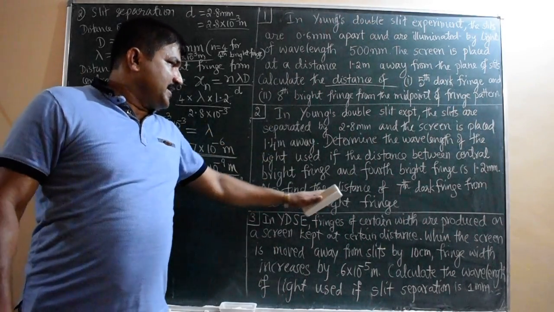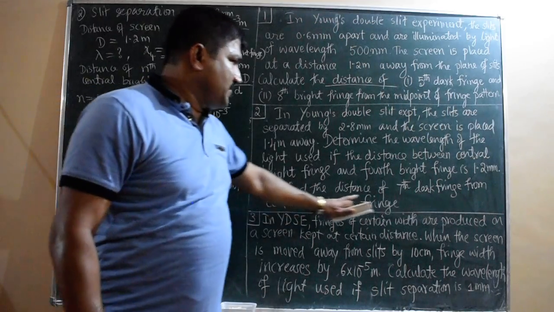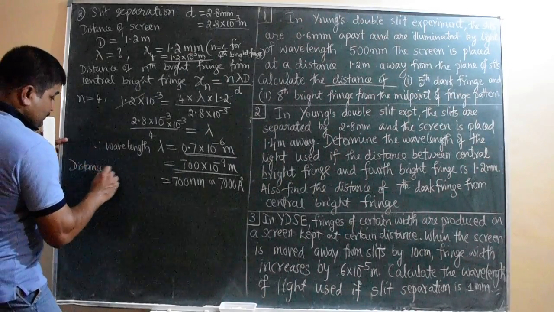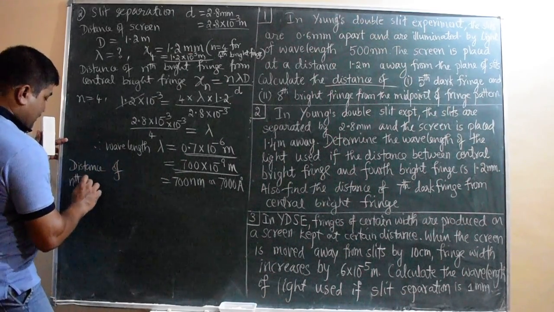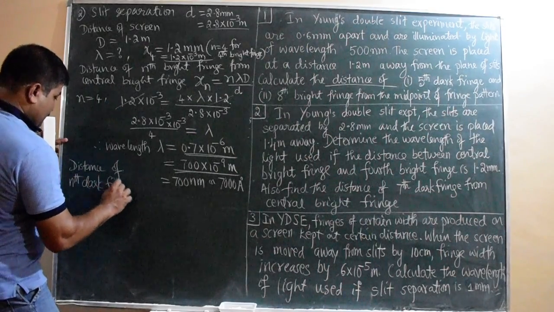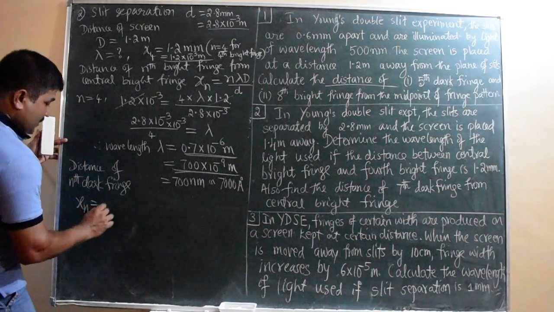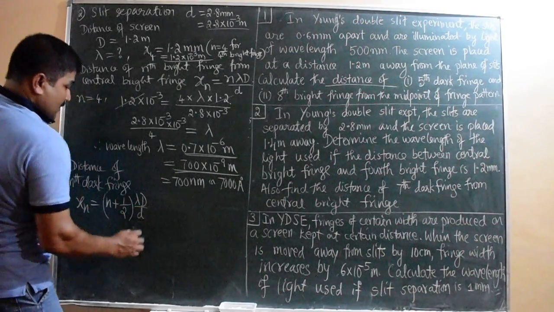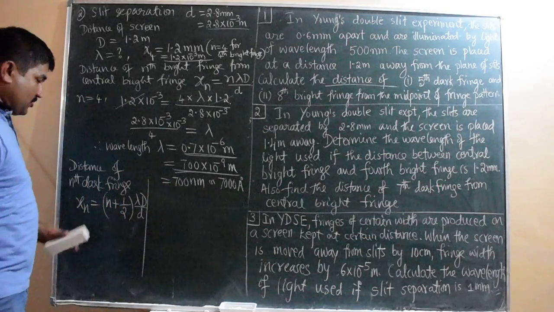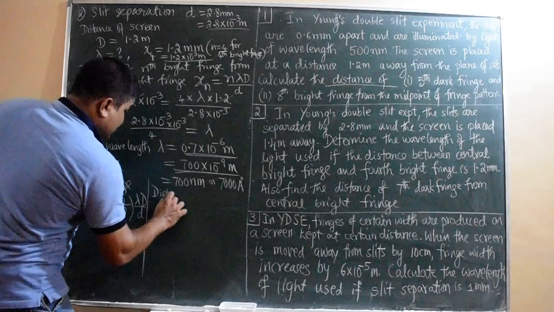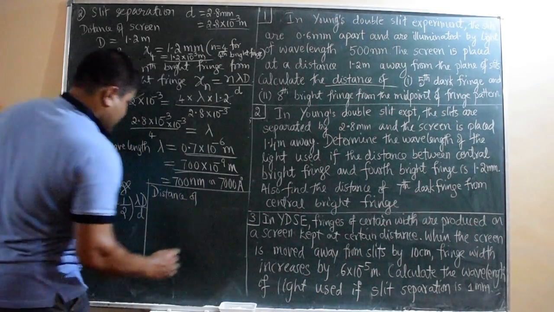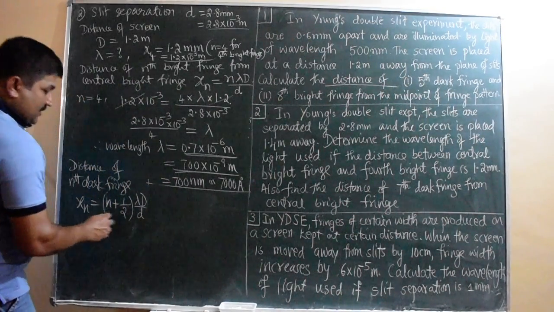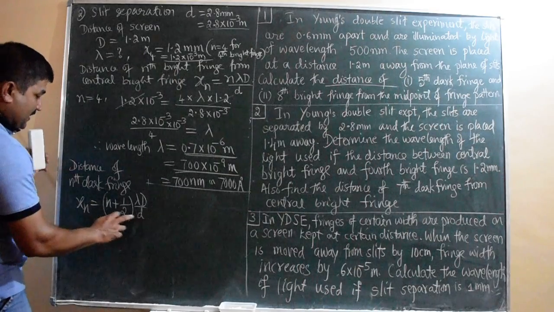SI unit it is. Next, the last part of the problem: also find the distance of the 7th dark fringe. The distance of the nth dark fringe is xn equal to (n plus half) lambda D by d. So that is the formula. Now I write the distance of the 7th dark fringe, and the continuation I do on the right side.